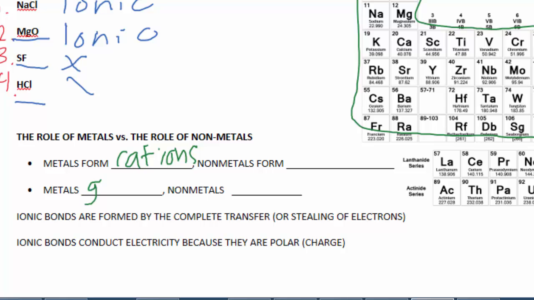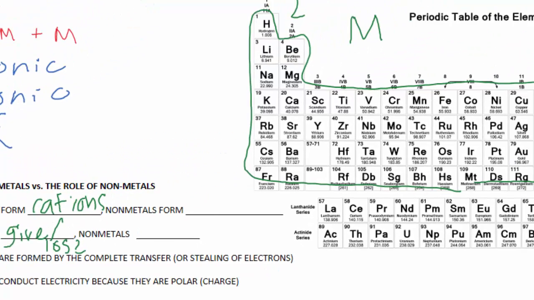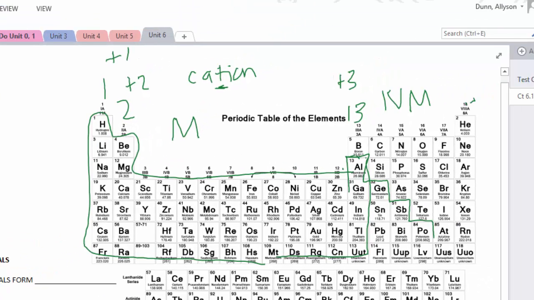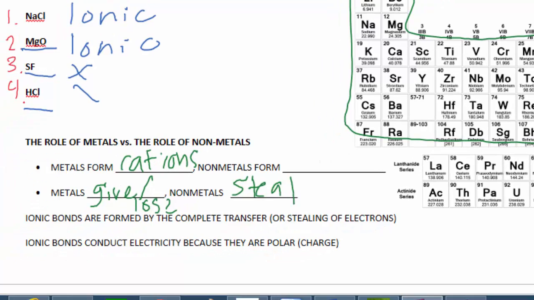So metals give or lose electrons. Nonmetals are the opposite. Nonmetals are mostly groups 14, 15, 16, and 17, and they have negative charges, right? Group 17 has negative 1 because it steals 1 electron. Group 16 has negative 2, and group 15 has negative 3. Since these have negative charges, it's because they're stealing electrons to get a full 8. The nonmetals are going to form the anion.